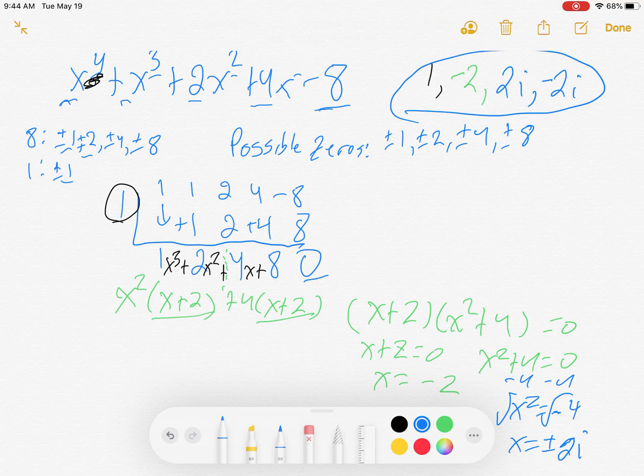Okay? All right. That is synthetic division.